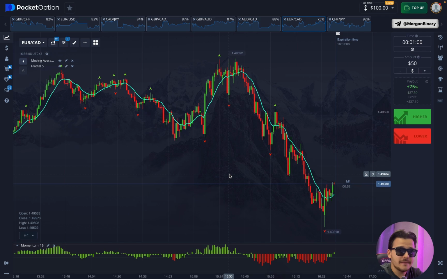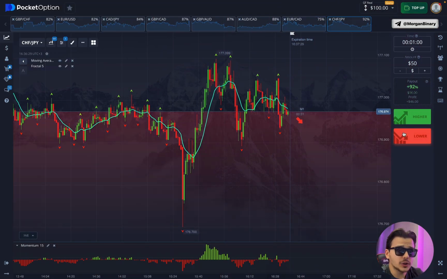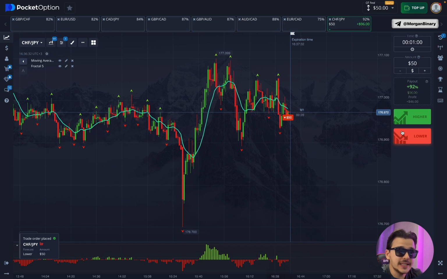Let's start with a $50 trade that's half of my starting balance. Let's start analyzing and picking the first currency pair. Here we can open the first trade for an upward movement. If this candle shows a sharper upward movement, like it just did, I will immediately open another trade for a downward movement.